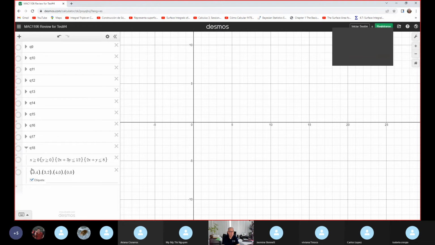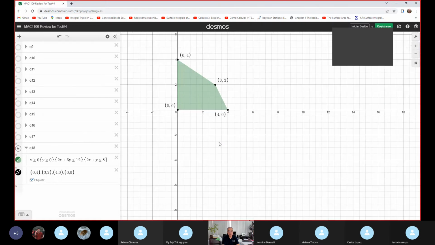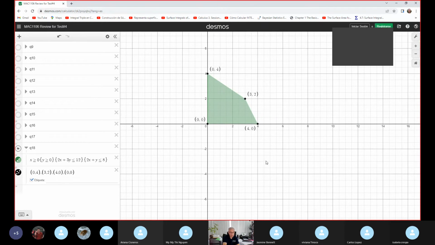19 is, we have 1, 2, 3, and 4 inequality. We connect them in that way. And form that polygon. This is the feasible region. They put it in green color. And this is the corner. The corner is 0,0. So this feasible region looks like a quadrilateral, and the vertices of that quadrilateral are 0,0, 0,4, 3,2, and 4,0.